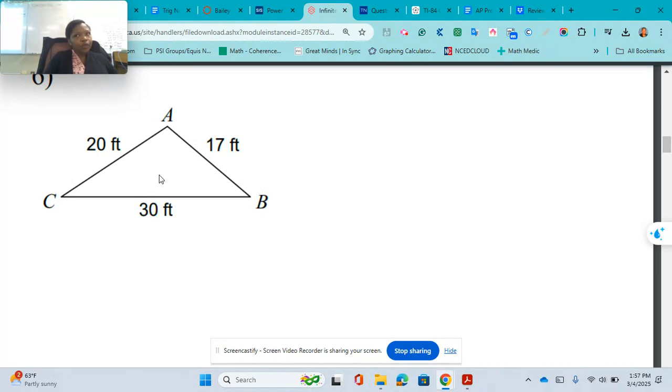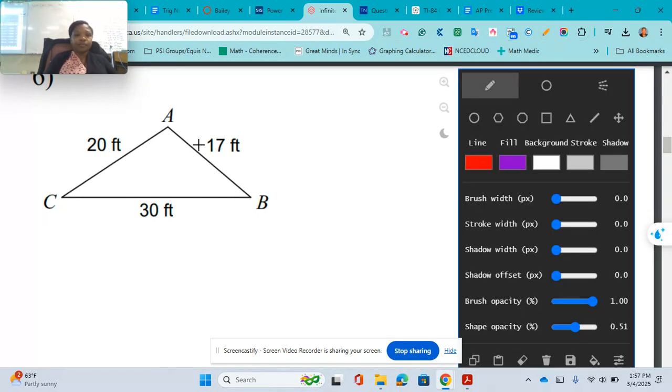All right. We need to now see if we can use the law of sine? No, why not? There's no angles. All right. So we're going to have to use the law of cosine. Because we're using the law of cosine, we need to start with the what? The smallest side or angle, which will be 17. So we're going to be looking for the angle for C first.